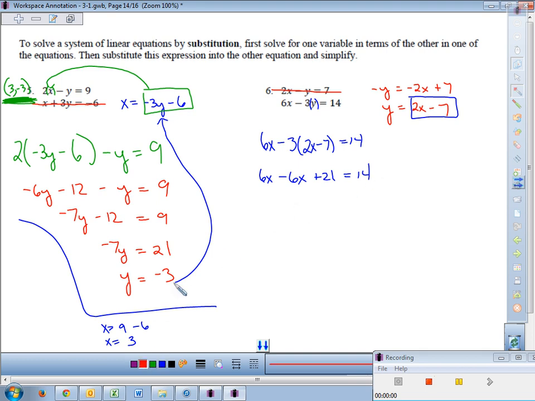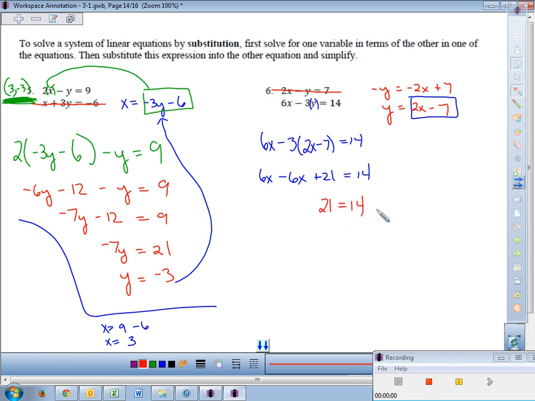And we've got like terms on the same side. It's 6x and negative 6x, which add together to be 0x. So they cancel each other out. There are no x's over here. You're left with 21 equals 14. Since all the variables disappeared, that means, since we're solving linear equations, the idea of one solution has gone away. The answer can only be either no solutions or infinite solutions.